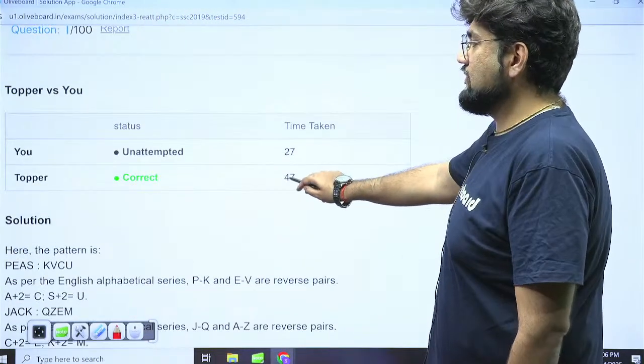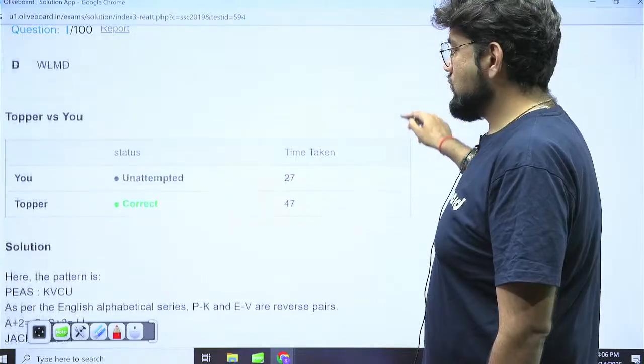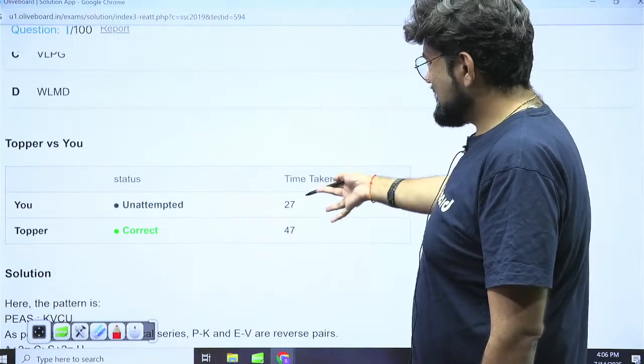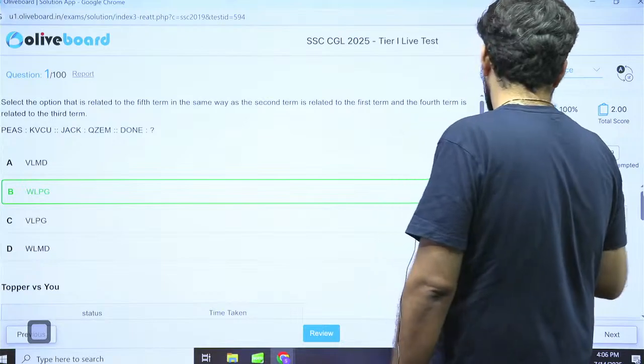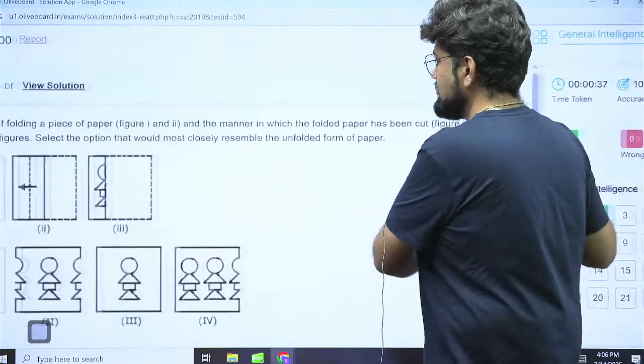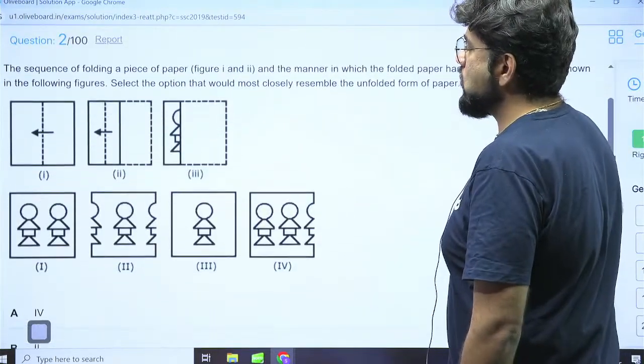47 seconds taken by the topper. Why is it showing 20 seconds? I don't know. Maybe somebody might have attempted it. Okay, next.